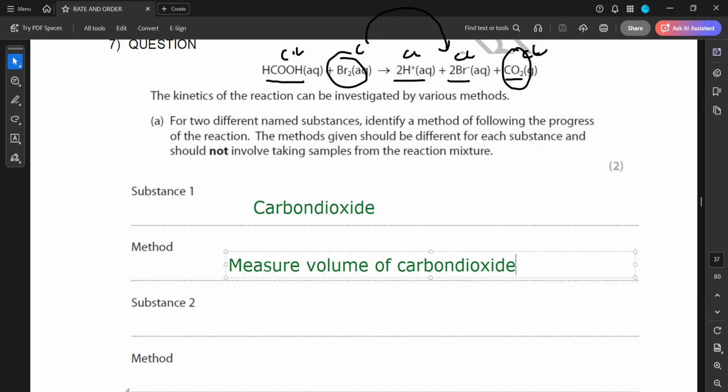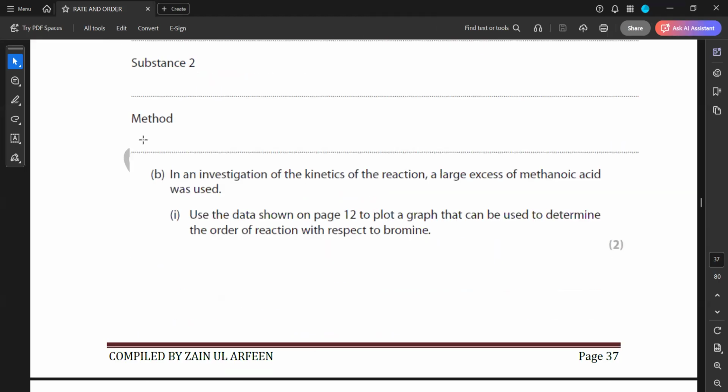Then bromine is there. So the substance is bromine, and we can use a colorimeter as the color will change. Electrical conductivity can also be used. First we have few ions, but then we have more. So the substances will be bromide and hydrogen ions, and the change in electrical conductivity can also measure the rate or speed of the reaction.